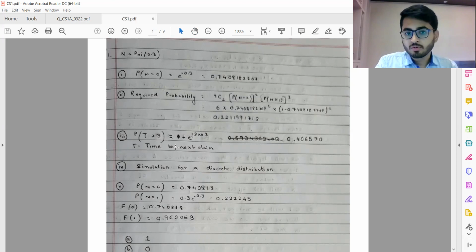Alternatively, if t is the time to the next claim, I know that t follows an exponential 0.3 distribution. So this will be e to the power minus 3 into 0.3, which comes out to be 0.40657. Now you could see the one silly mistake I made was with the probability t greater than 3. I wrote the formula as 1 minus e to the power, but that is the formula applicable for a less than type probability. Later I realized that no, it is directly greater than, so that is why you see a crossover here.